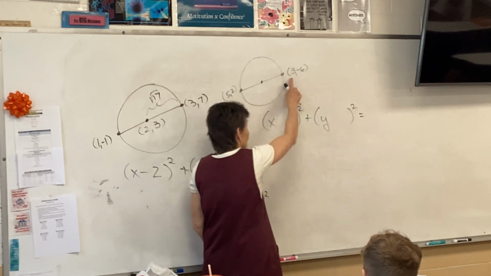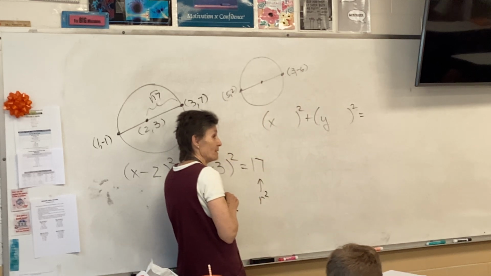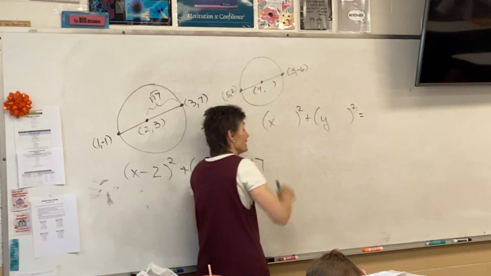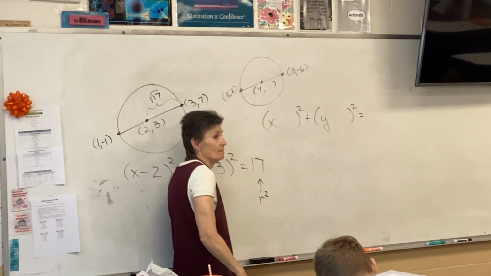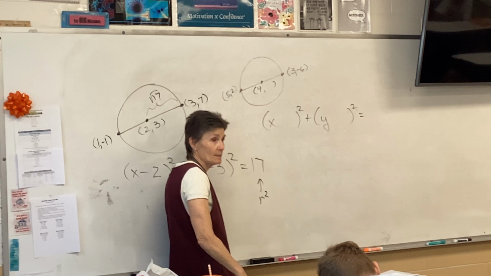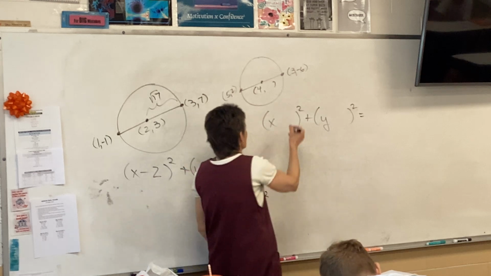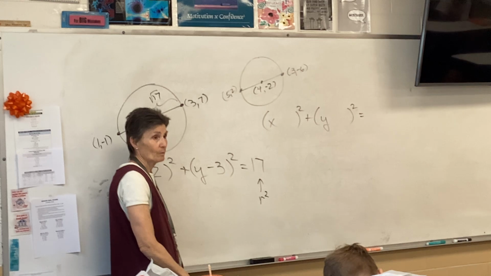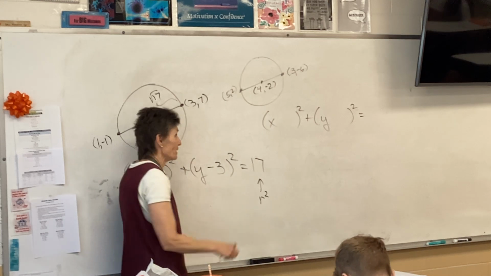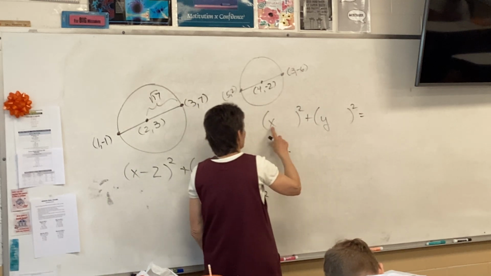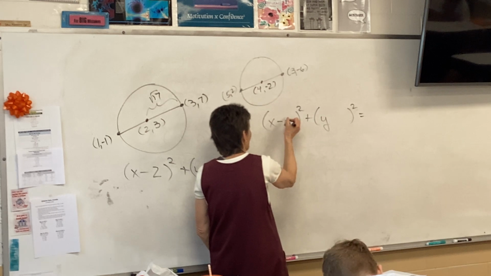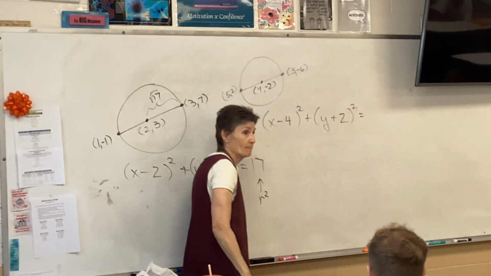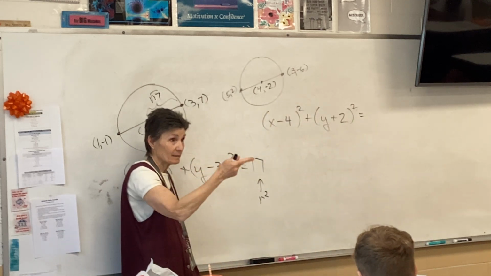So 5 and 3 makes 8, divided by 2 is 4. 2 and negative 6 makes negative 4, divided by 2 is negative 2. So there's your center. Okay? Which means your equation looks like what? X minus 4, y plus 2? Always the opposite when you put it back into the parentheses.